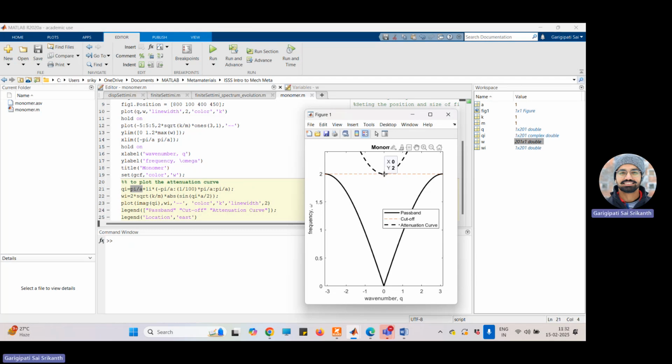Note that the cutoffs of any passband, we see they are typically, like we spoke about, when there are no long range interactions, that is unit cell 1 is only connected to unit cell 2, not directly to 3, 4.